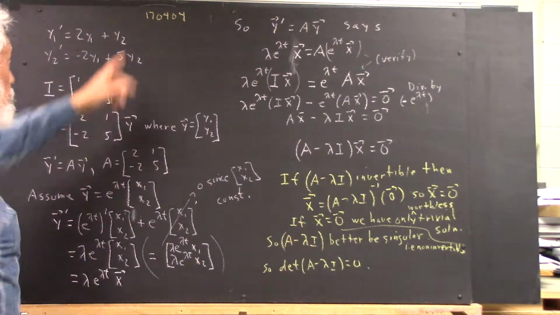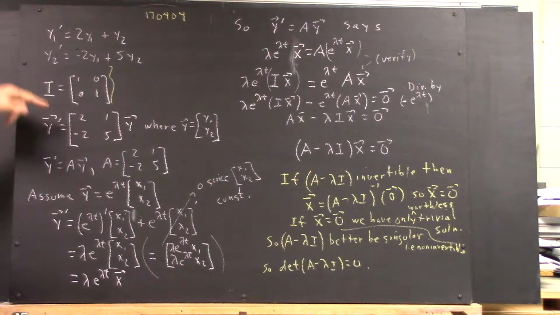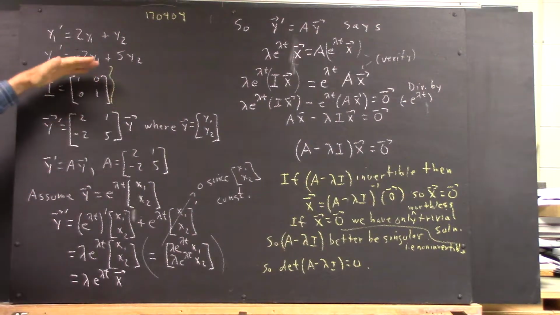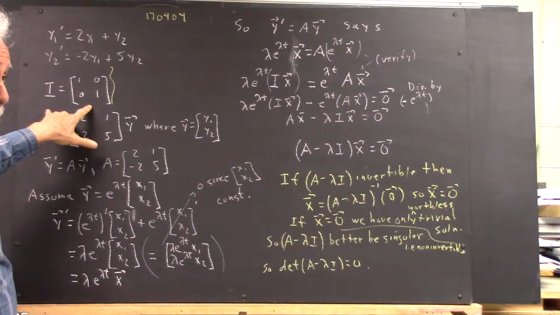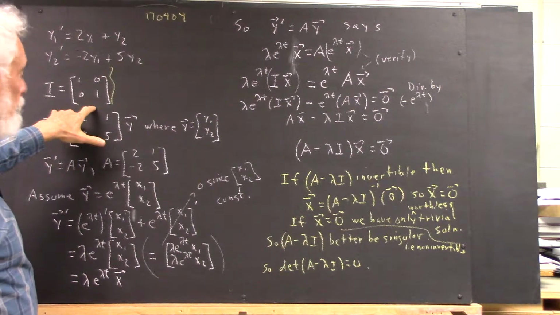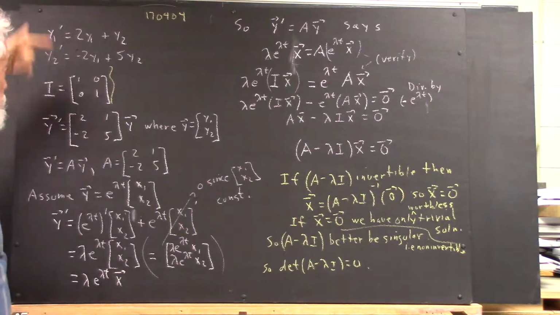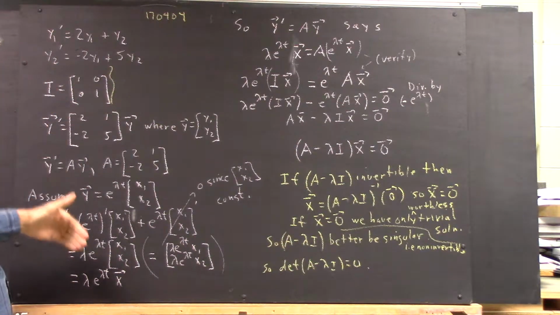Okay, 170404 document, first problem: given the system, write it as a matrix equation. Now, I've written I equals [[1, 0], [0, 1]], the 2x2 identity matrix, just for reference. I didn't specify that in the problem, and when we're first getting into this, it's probably worth specifying this is the identity matrix. This identity matrix isn't yet relevant. It will become relevant later on.